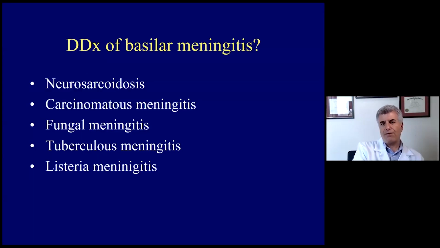And this shows you the differential diagnosis of a basilar meningitis. Neurosarcoidosis is on the differential. You can have carcinomatous meningitis from cancer, fungal meningitis, as we've mentioned already, tuberculous meningitis, which we've mentioned, and Listeria meningitis. Listeria typically shows more microabscesses, so it really tends to look a little different.